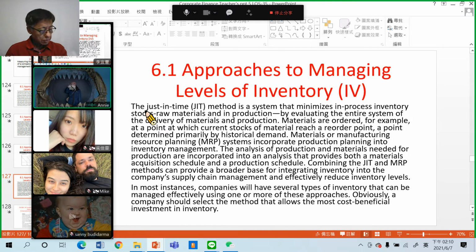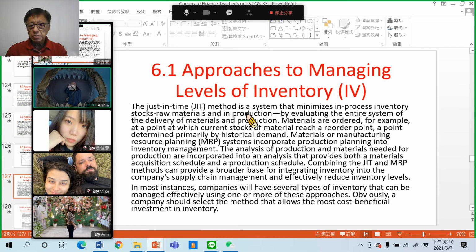I'm Annie, and the just-in-time JIT method is a system that minimizes in-process inventory, stocks of raw materials, and inventory in production. By evaluating the entire system of the delivery of materials and production, materials are ordered, for example, at the point at which current stocks of material reach a reorder point, a point determined primarily by historical demand.